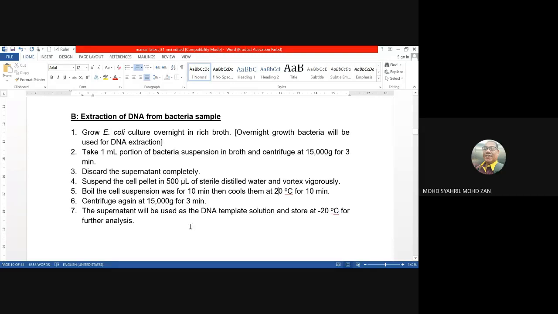And then you will get the pellet. Discard the supernatant. So we assume that we get the DNA template from the bacteria. So to store, or to keep dormant our cells, we're using negative 20 degrees Celsius temperature. Okay. So you now have two DNA extractions. Okay. One DNA from bacteria, another one from animal cells.